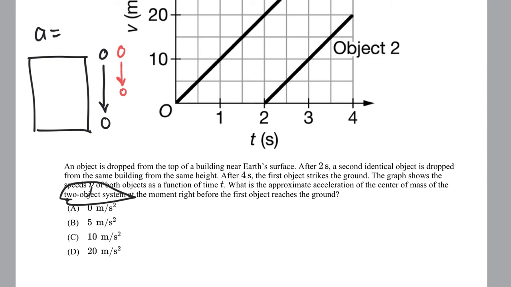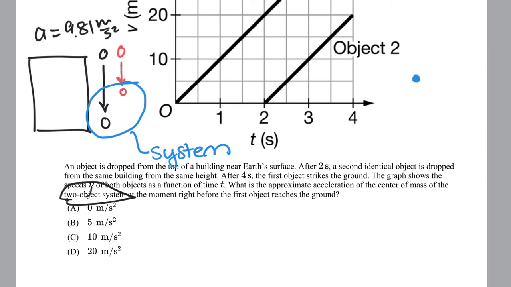And I can already guess that since it's in free fall, acceleration is going to be somewhere around 9.81 meters per second squared. But no matter where these objects are, so this ball is down there, it's about to fall to the ground, it's still being affected by the same acceleration as this other block. So we're talking about a two-ball system. So I'm going to circle this and call this my system. As a whole, my system can be represented by a dot.